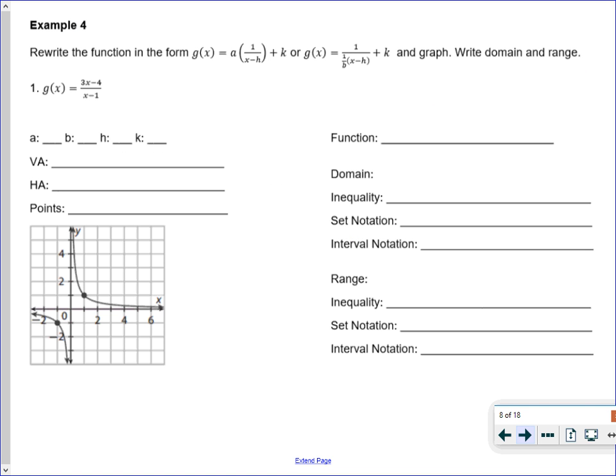So in example 1, we have g of x equals 3x minus 4 all divided by x minus 1. We don't really know how to graph this function by itself. We don't really know what to do with it. So what we're going to do instead is divide the top by the bottom. So you have 3x minus 4 all divided by x minus 1. We're going to see how many times x goes into 3x, or in other words, x times what gives you 3x. In this case, it's going to be 3. 3 times x gives you 3x. So now we multiply the x minus 1 with 3. And when we do, we get 3x minus 3.